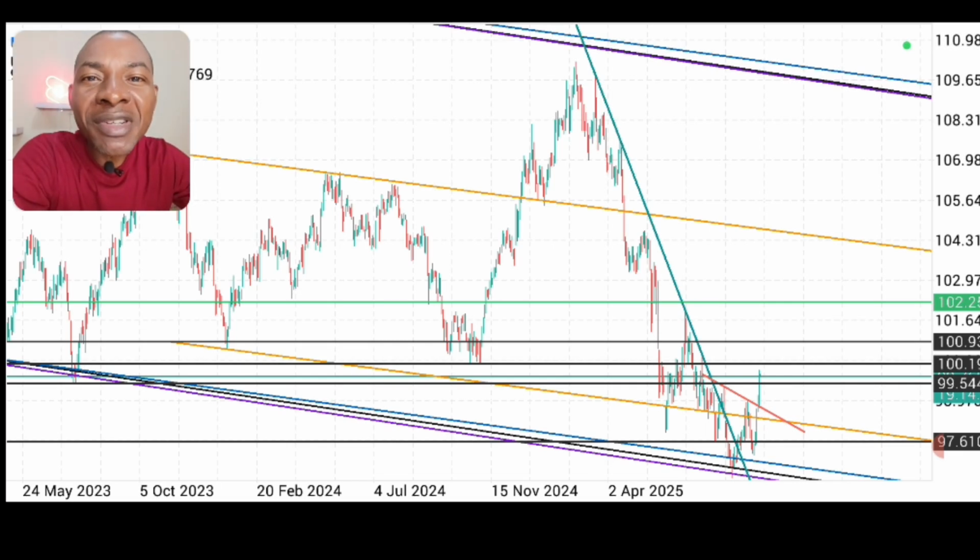The bullish reversal in the dollar index is now confirmed. That means that in the coming days to weeks, we should be expecting a bullish DXY. And you know, that will affect currency pairs like the EURUSD, the GBPUSD, and also gold and oil.